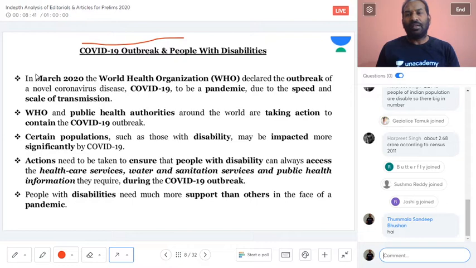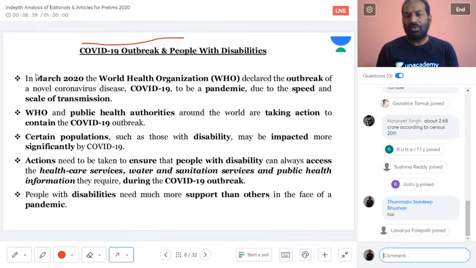We have seen that in mid-March 2020, the WHO declared COVID-19 as a pandemic. As we are all aware, in mid-March 2020, WHO made an announcement that the outbreak of COVID-19 is a pandemic, because the speed and the scale at which the transmission and spread of the virus is going on is very violent. That is why it was very difficult to contain the spread of the virus.